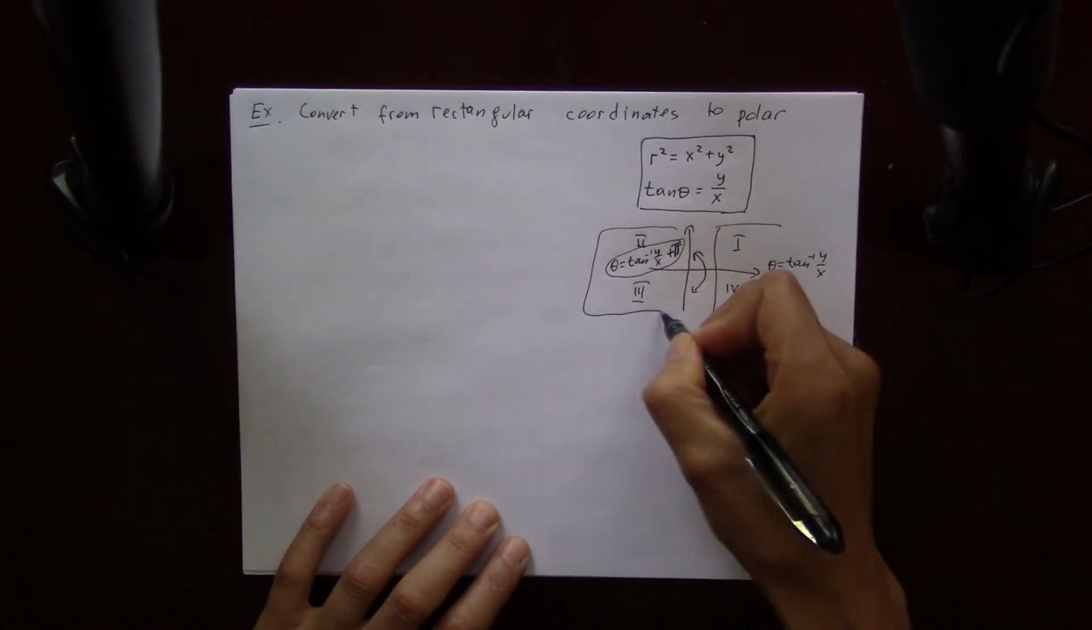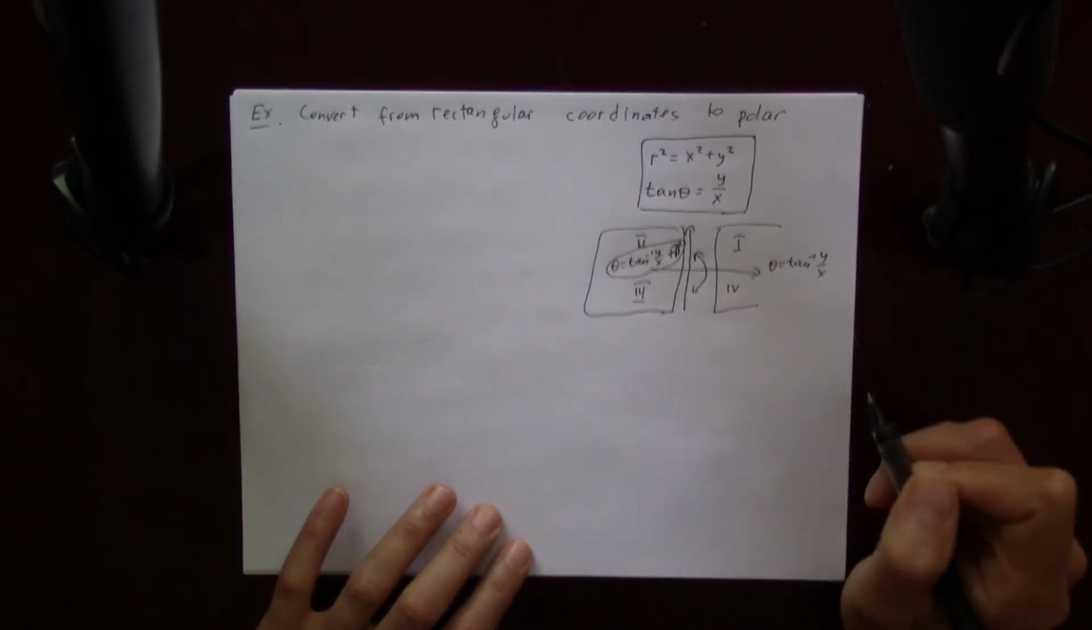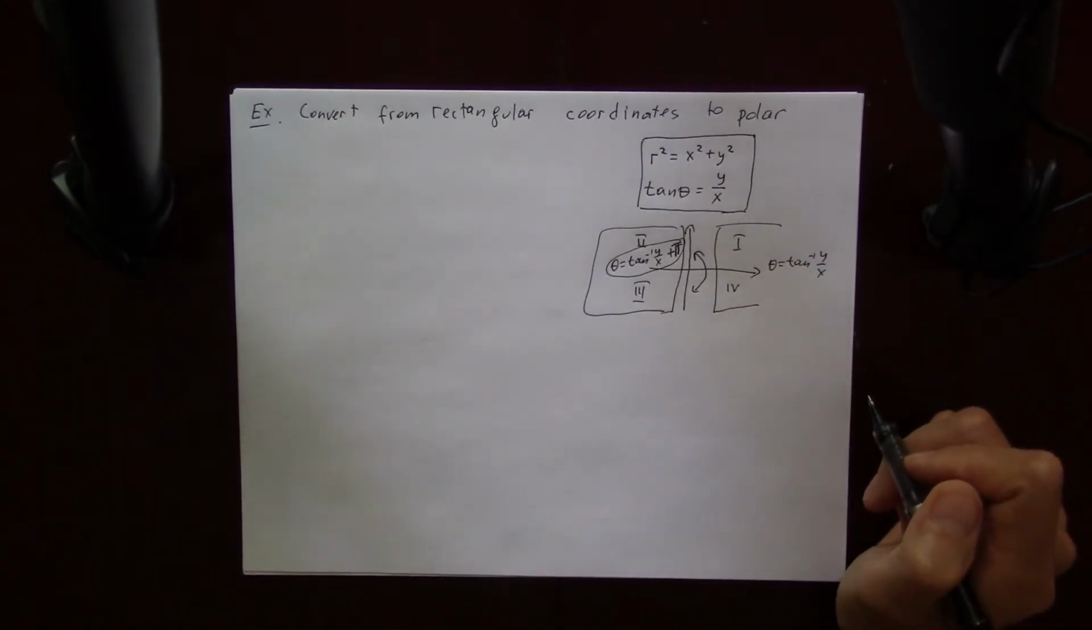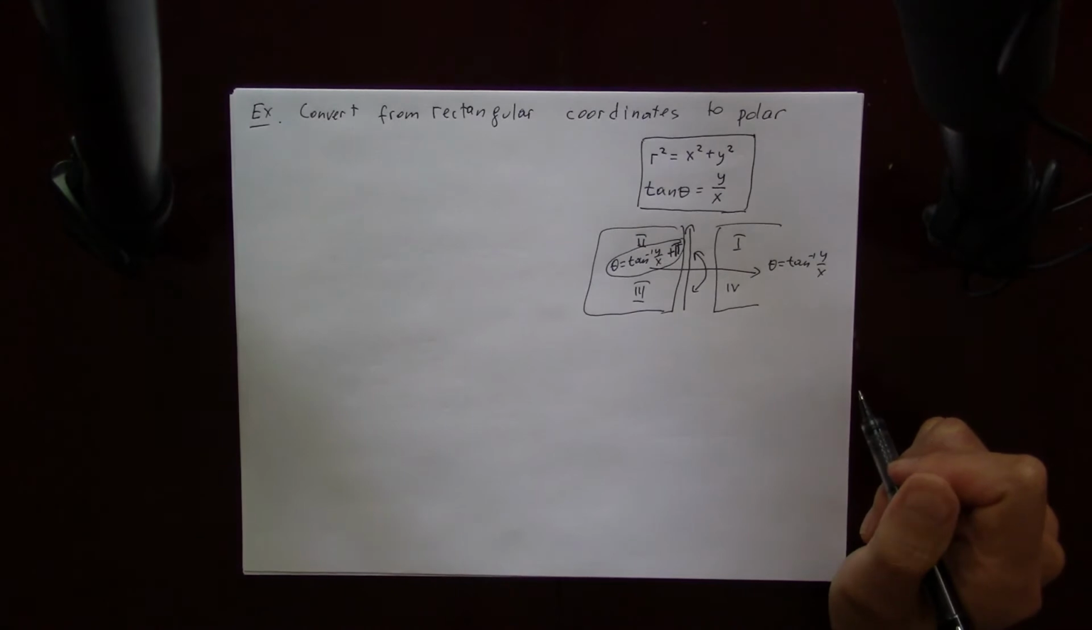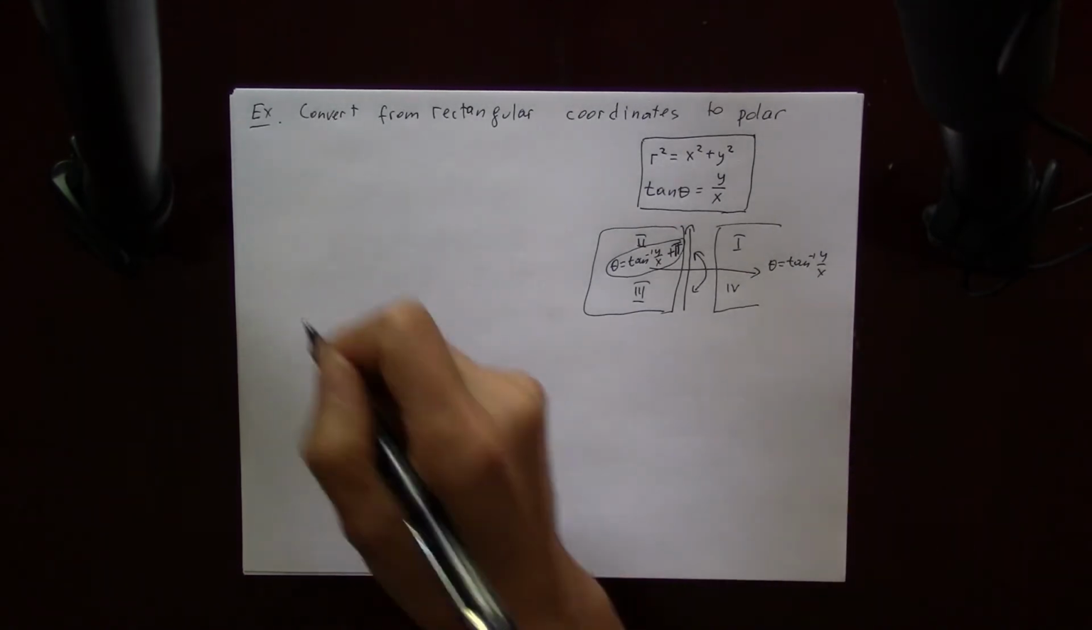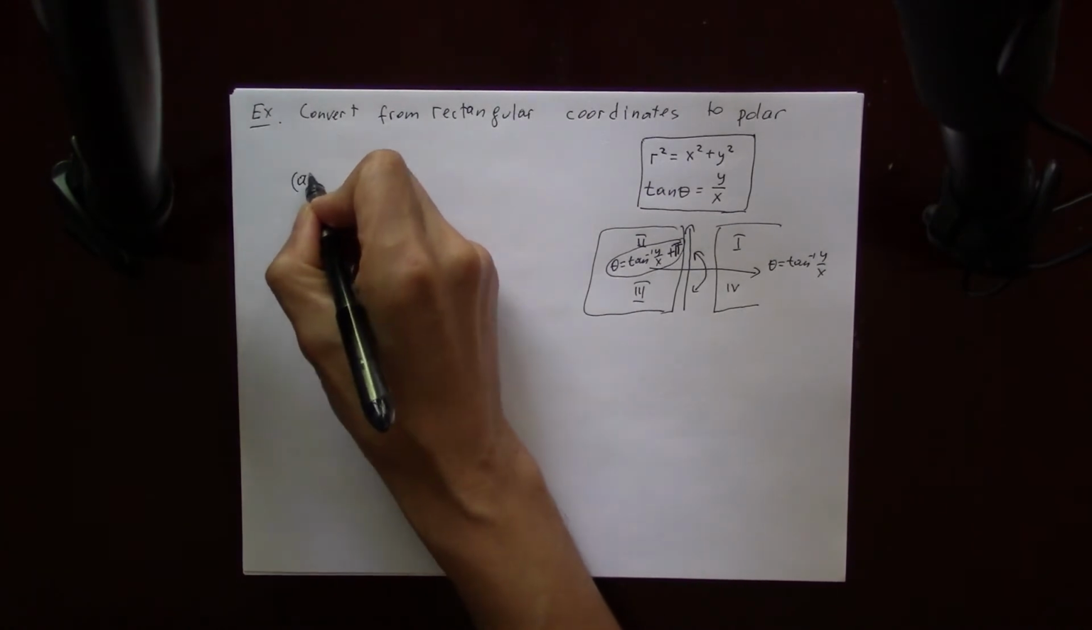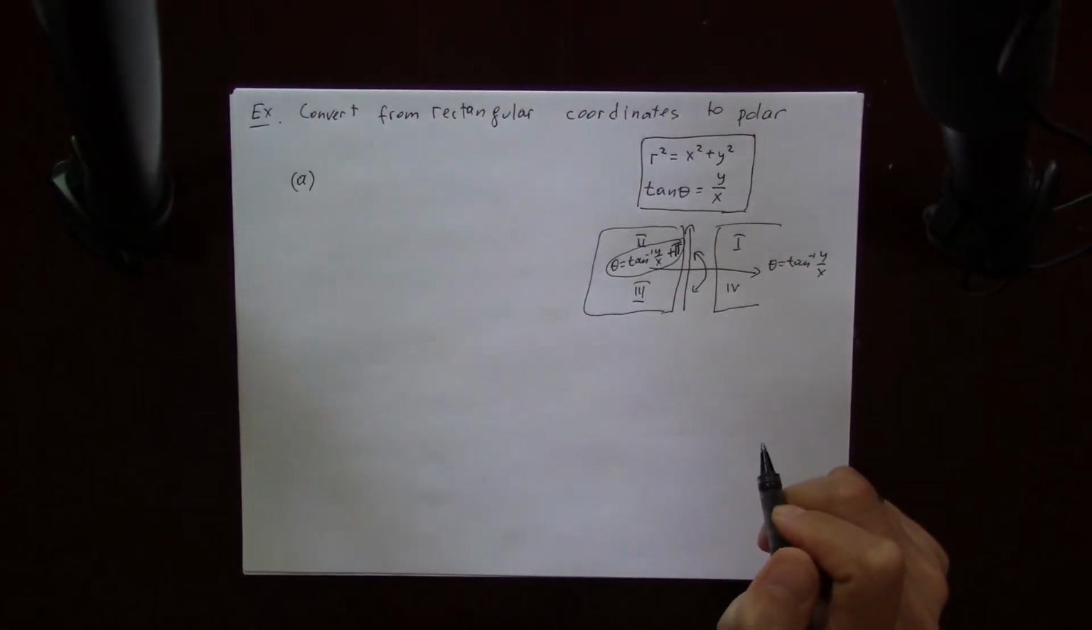And that's what we'll do if the angle is going to, if a point is located in quadrant 2 and 3. Okay, keeping that in mind, let's do a couple of examples of how to find coordinates of a point in polar coordinates.